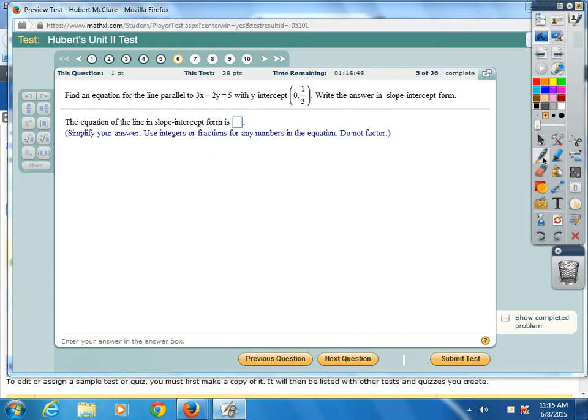There are two rules that you have to remember when you're doing these types. Sometimes they don't say parallel, sometimes they'll say perpendicular. I'm going to show you both. For a parallel line, m sub 1 is equal to m sub 2, meaning the slopes are equal. For a perpendicular line, m sub 1 times m sub 2 is equal to negative 1.